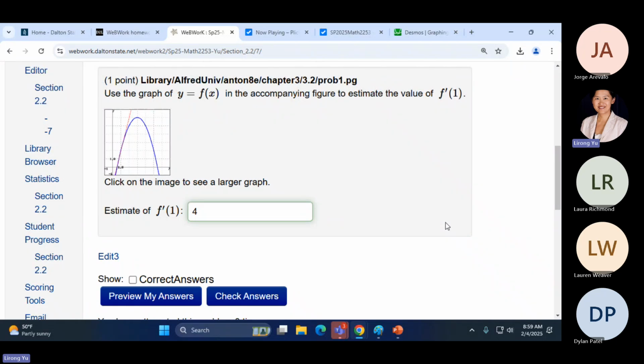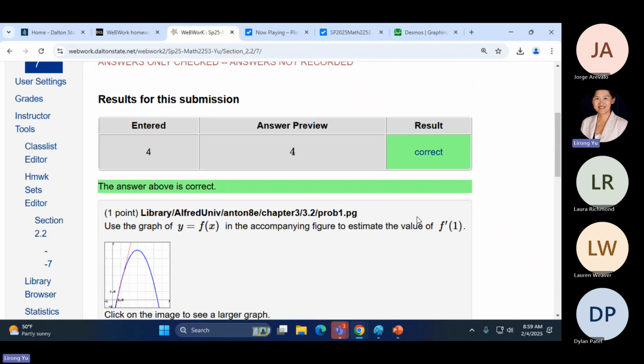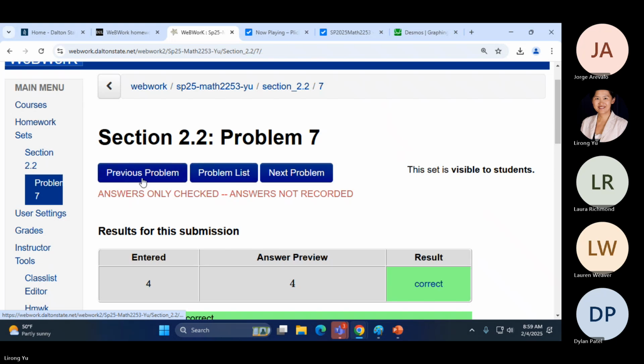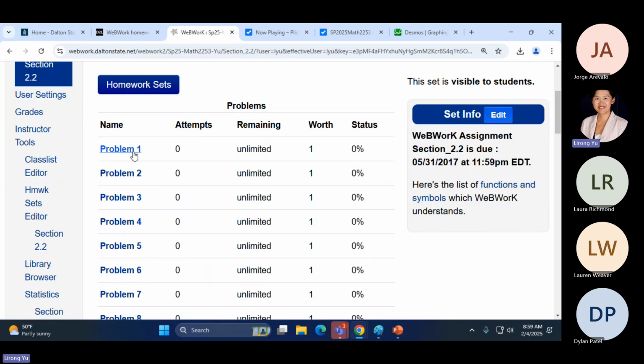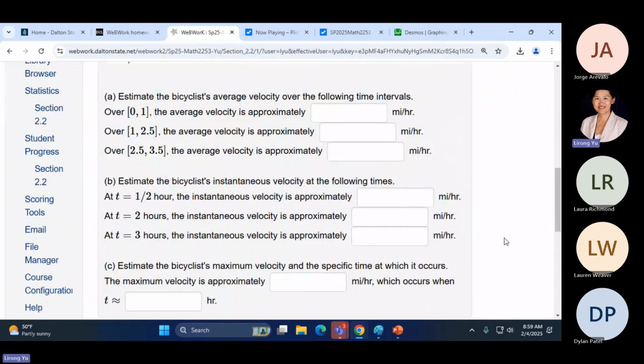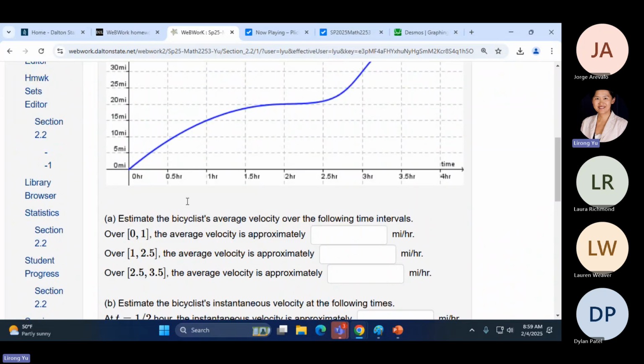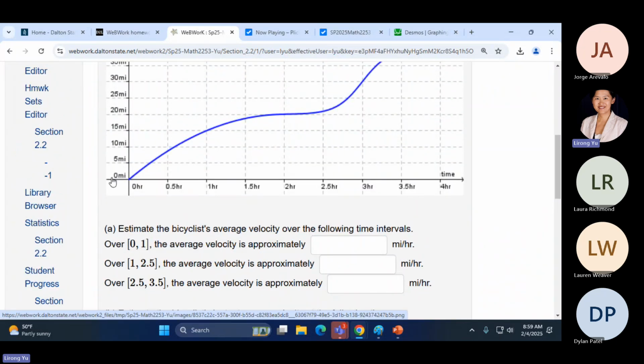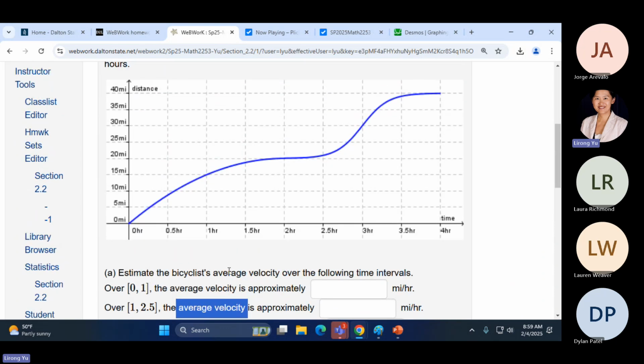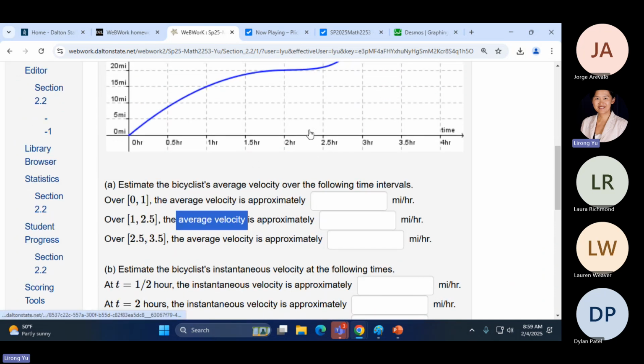Other questions on this site are a little bit hard to talk about because they have pretty complex graphs. Like this one has a couple of questions. What will be the slope from 0 to 1? I find the point on the graph, then find the slope between the 2 points, 1 to 2.5. 1 is over here and 2.5 is there. You're going to find the points, connect them and find the slope. So the average velocity will be the slope between the 2.